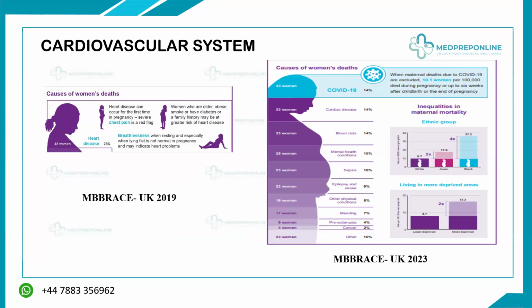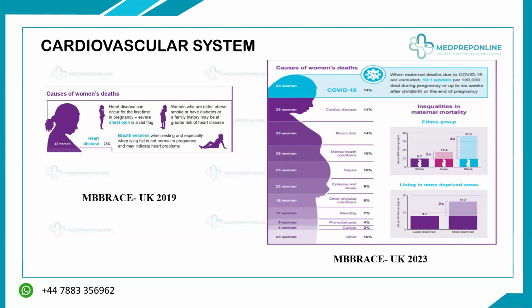So heart disease can occur even for the first time in pregnancy. There are certain flag signs like severe chest pain and breathlessness during rest. Some amount of dyspnea while working is normally seen in all pregnant patients, especially during the later trimesters. But breathlessness while resting is an ominous sign and has to be investigated, right? And especially when lying flat. So any dyspnea that the patient gets during resting, or any orthostatic or postural dyspnea, has to be investigated, right?